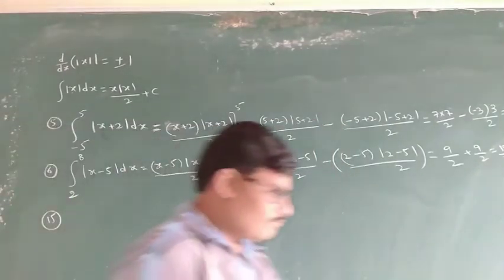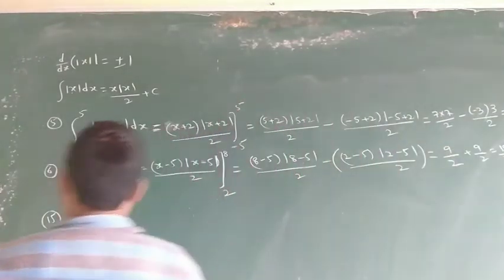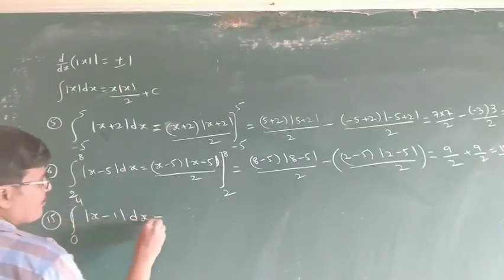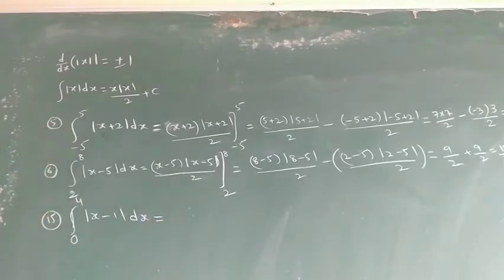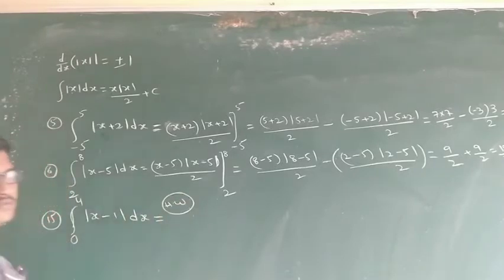Next another one: integral 0 to 4 mod of x minus 1 dx. Same procedure, homework. Okay, next one.